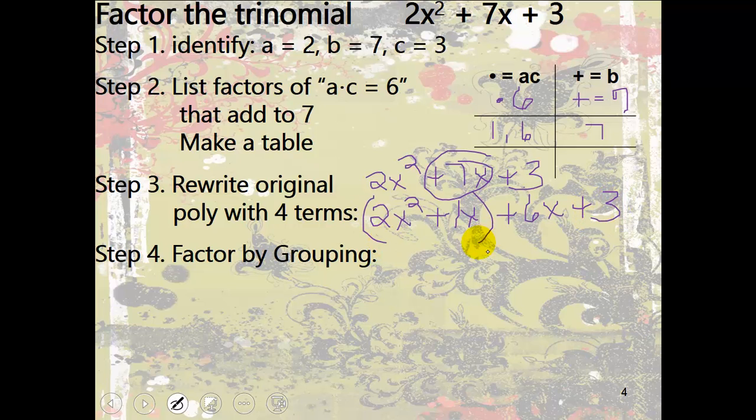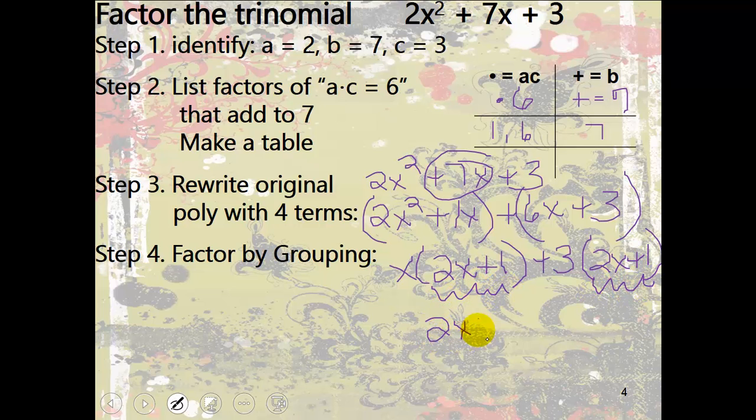This is my factor by grouping. I'm going to take out an x and I get 2x plus 1. And I'm going to take out a 3 and I get 2x plus 1. So then here's my match, 2x plus 1. And my other binomial is x plus 3. Just like that.